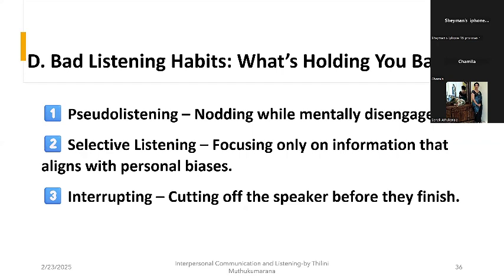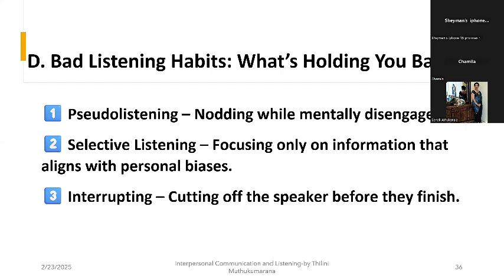And also, sometimes personal biases can mislead us when we are being too selective in listening, right? So you have to understand that.